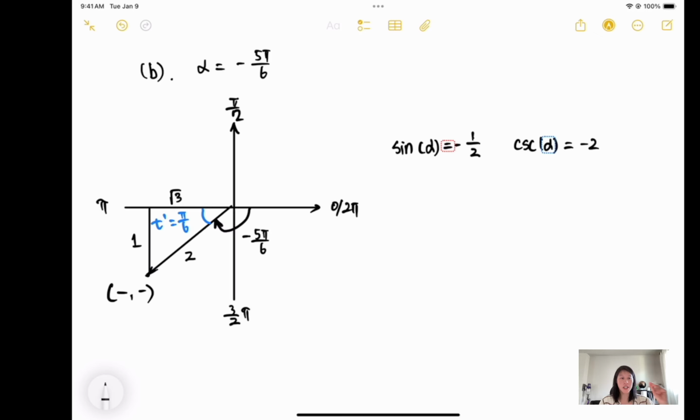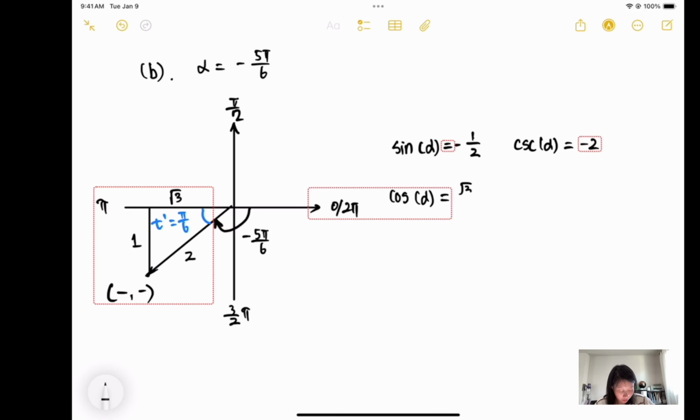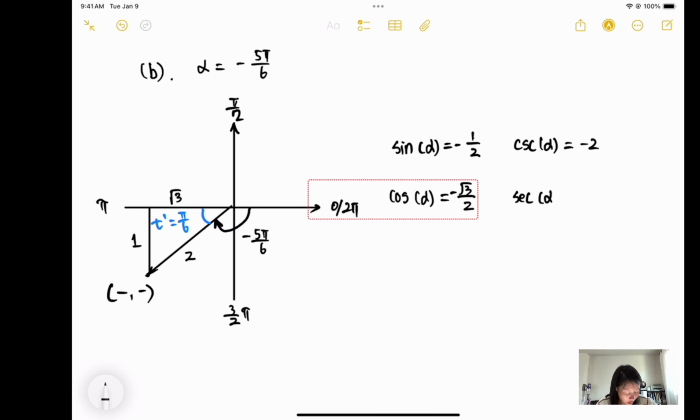The reciprocal doesn't change the sign, so the cosecant will still be a negative number. Now, next, cosine alpha is equal to the adjacent side over the hypotenuse, but since it's in the third quadrant, we want a negative value for the cosine. So secant is the reciprocal, which means it's -2 over square root of 3. Rationalize it, we have -2 times square root of 3 over 3.